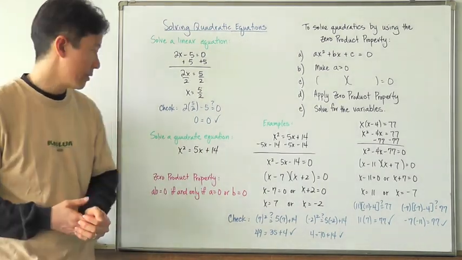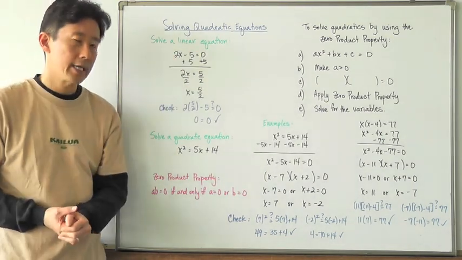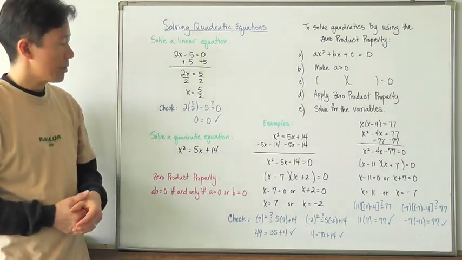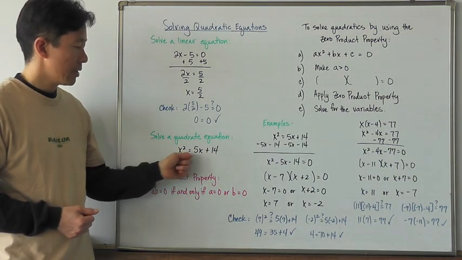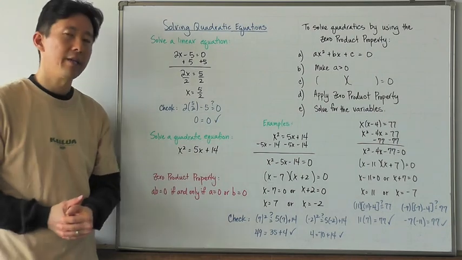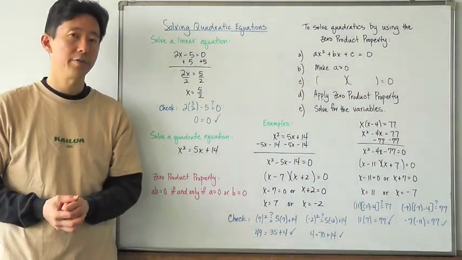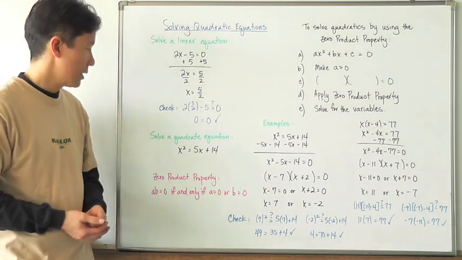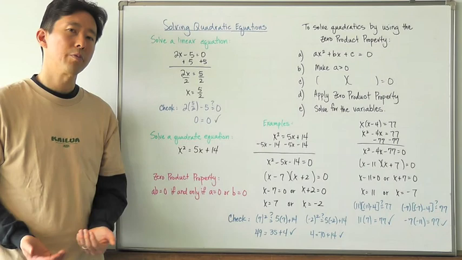Now we're going to move further on and take a look at a different type of equation, of course, which is quadratic. So if we wanted to solve a quadratic equation and say, for example, x squared is equal to 5x plus 14, how do we go about doing that? Well, we're going to have to approach it differently than our linear equations because we can't necessarily solve for x. So what do we need to do?